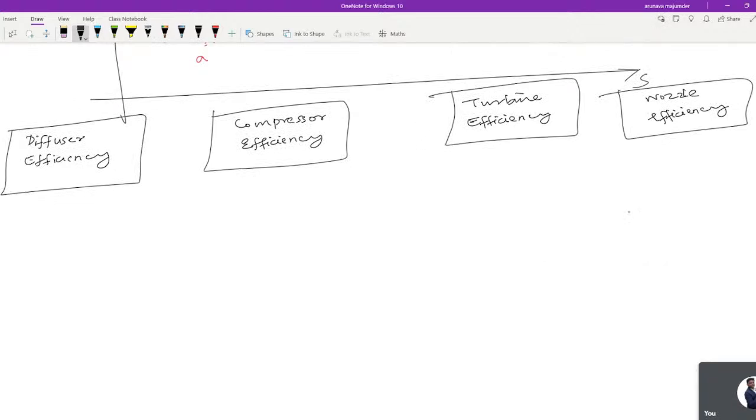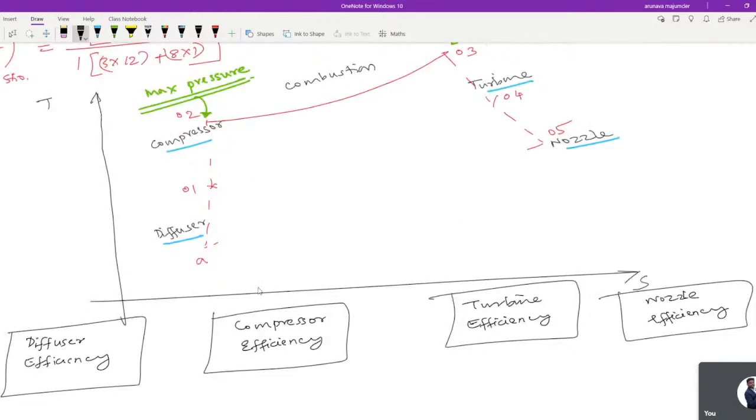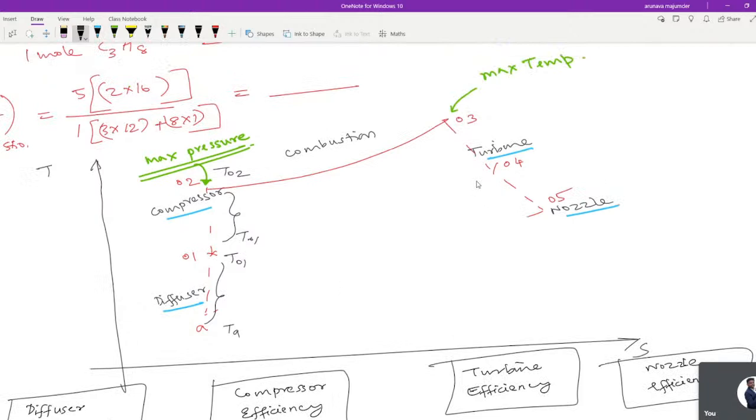Now they have a unique relation. All the relations are going to relate to the change in temperature, right? In the diffuser, the temperature changes from T naught 1 to T naught A. In the compressor, the change is from T naught 1 to T naught 2. In the turbine, the change is from T naught 3 to T naught 4, and within the nozzle, from T naught 4 to T naught 5. This is the change happening in the temperature.